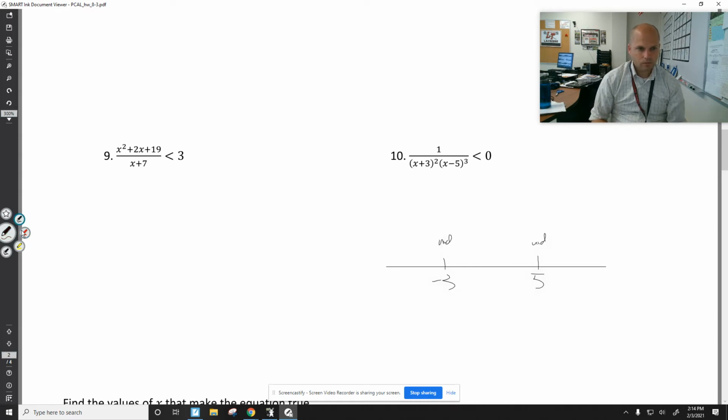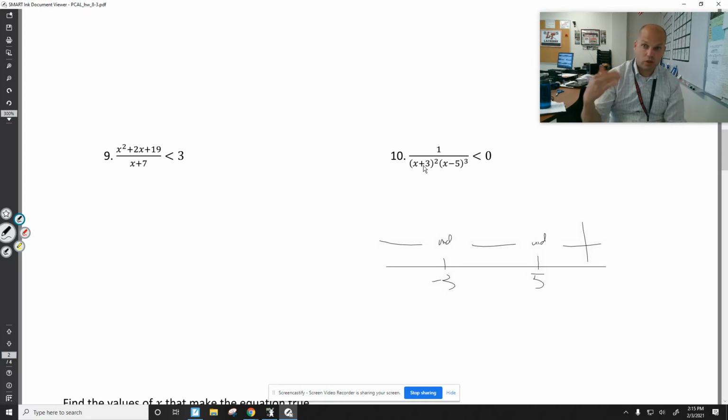So 5, let's start with something like 6: positive, positive, positive. All these leading coefficients are positive, which is why it's happening like this. We pass through, because the multiplicity is 3. It's like bending through. But at -3, the multiplicity is 2, so it's not going to change signs. Boom, negative. Double check, -4.